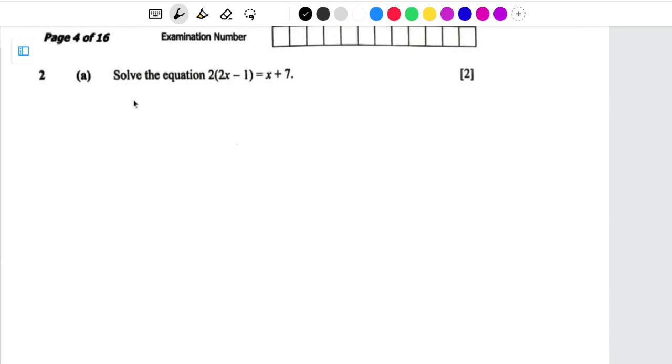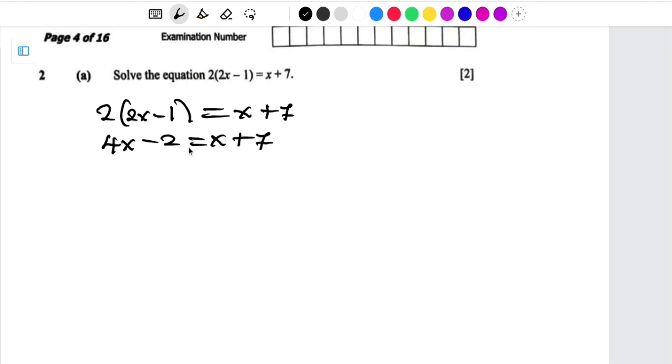Question 2. Solve the equation. So we have to multiply. Deal with the brackets first. So I'm multiplying 2 multiplied by 2x, I'm going to get 4x. 2 multiplied by negative 1, that is negative 2.